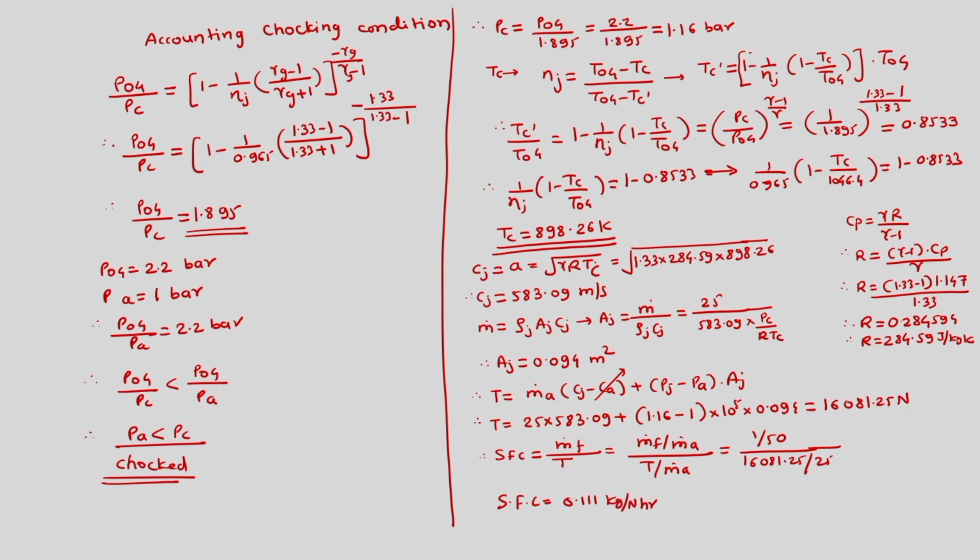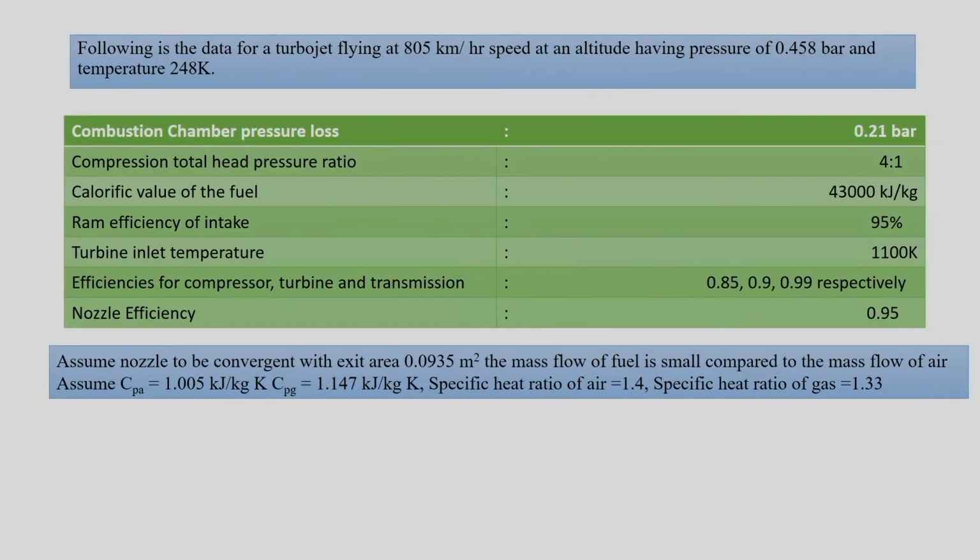So, this is how we can solve the example for the turbojet, where we were supposed initially to find out the thrust if gas is completely expanded or if there is choking of the nozzle. So, let us see the next example, and the next example states that following is the data for a turbojet flying at 805 km per hour speed at an altitude having pressure of 0.458 bar and temperature 248 Kelvin.